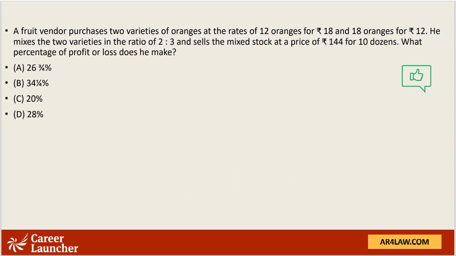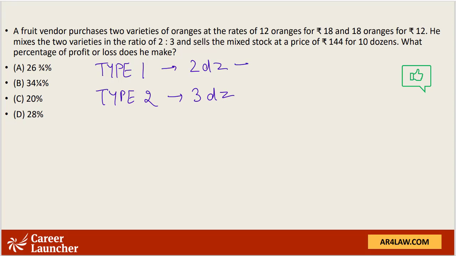The last question was on profit, loss, discount. So there are two varieties of oranges. Their rates have been given. And the vendor is mixing the two varieties in a particular ratio. So he is not taking the same quantity from both types. Type 1 and type 2 varieties of oranges are taken in the ratio 2:3. For the sake of convenience, we'll take them as 2 dozen from type 1 and 3 dozen from type 2. Now we'll see how much money has been spent in doing this.